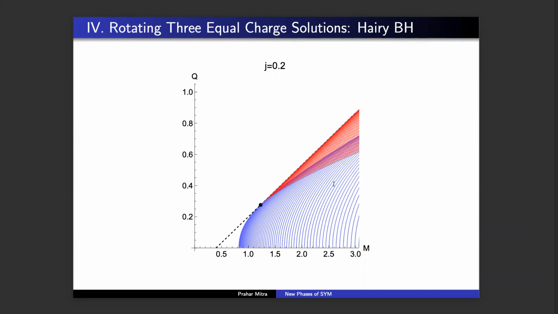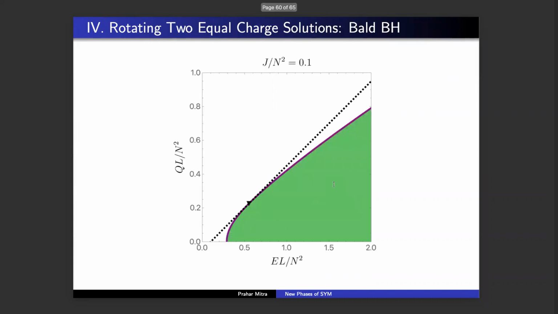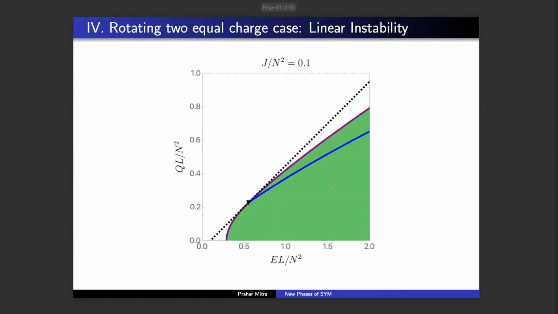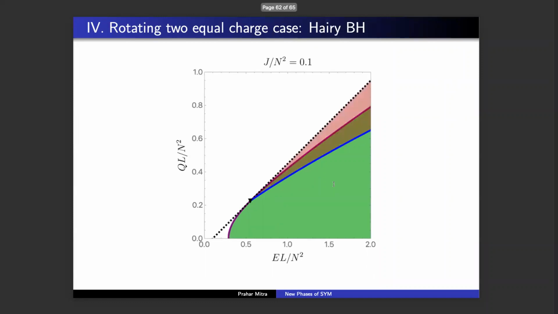So this calculation has already been done both numerically and analytically. We also have numerical results for the two charge case. So this is where two of the charges are equal. The picture is exactly identical. That black dot is again the analogous Gutowski-Reall black hole in that case. That's the onset of superradiant instability for the charged black holes. And then you have new hairy solutions in this region. And again, in that limit, you get hairy black holes with order N squared entropy.